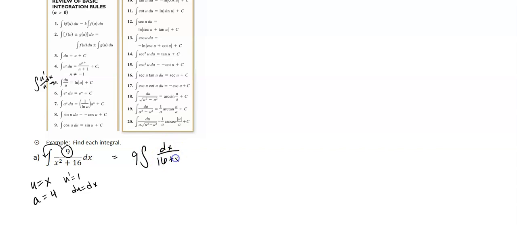And then I'm just going to switch the x squared plus 16 to be 16 plus x squared. Then making the appropriate substitutions, what I now have is 9 times the integral of du over a squared plus u squared. Now we can see that that evaluates to be 9 times 1 over a times the arctangent of u over a plus c.